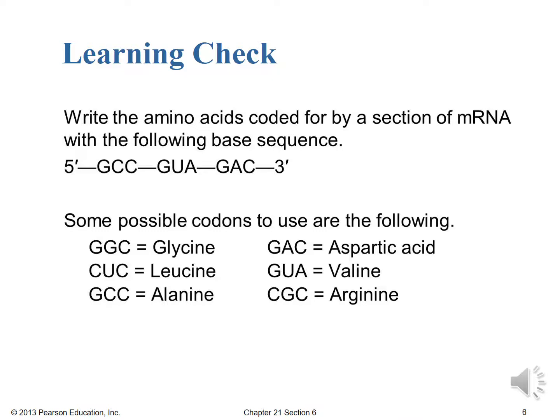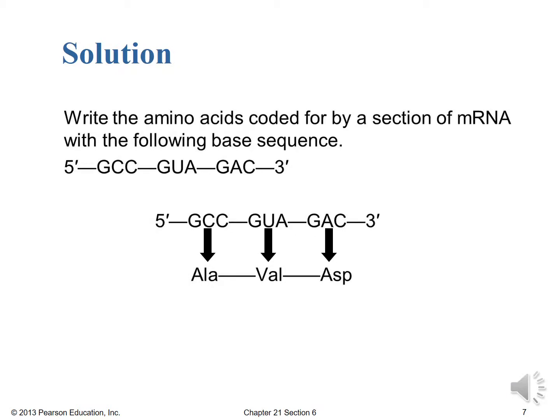From that list of possible codons, go ahead and tell me the amino acids coded for by that section of mRNA. Stop the video here if you need to. Start us back up when you're ready to check your work. Good luck. Okay, there you have it, and hopefully based on those possibilities, you were able to correctly identify this tripeptide as alanyl valine aspartame, or aspartic acid, or aspartate, depending on its form. So there we go. ALA-VAL-ASP would be the sequence.